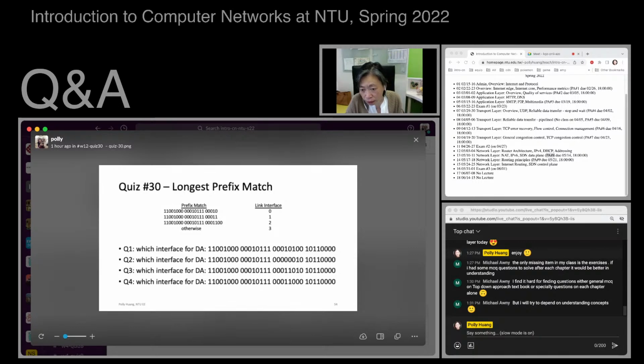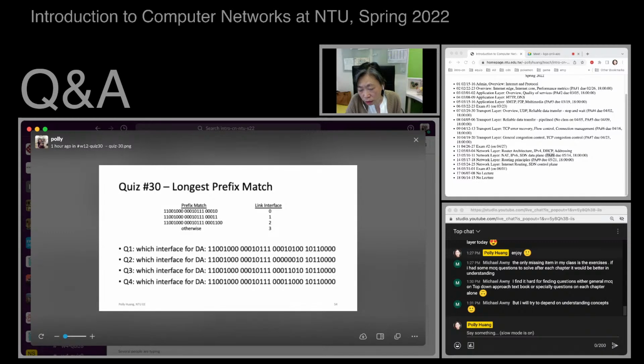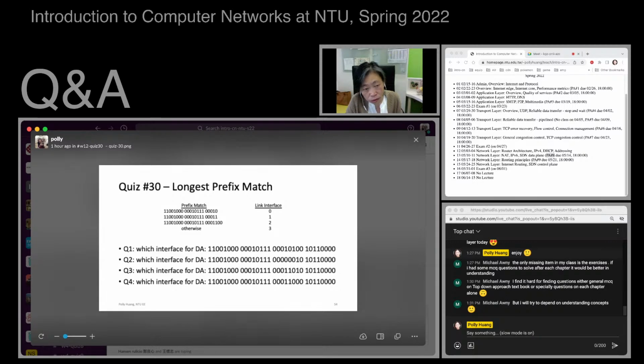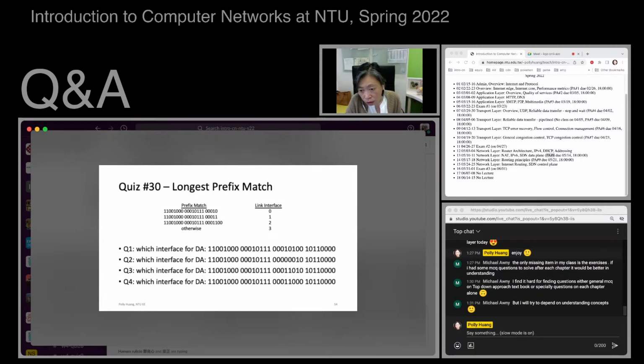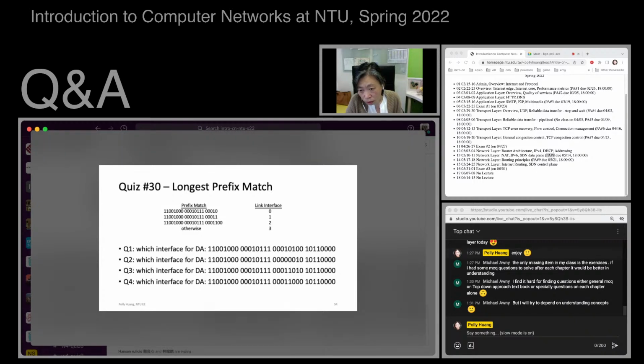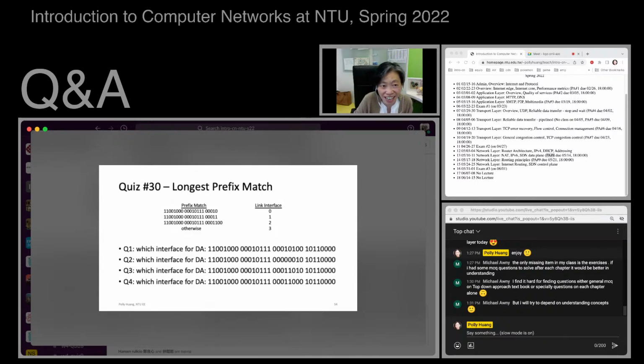Let's see for Q1, right? So first, 8 bits matching all the entries. Second, 8 bits matching also all the entries. And then I think the first 4 bits in the third 8-bit matches all the first 3 entries. So what differs starting from the 5th bit? So this is 0. Okay, so obviously Q1 DA matches the first entry, therefore interface 0. So Team 5 there got it right.